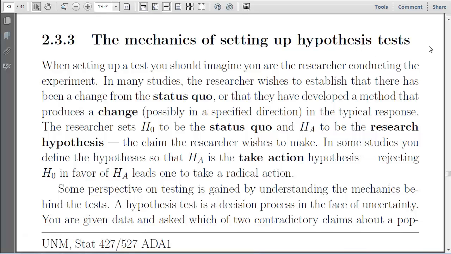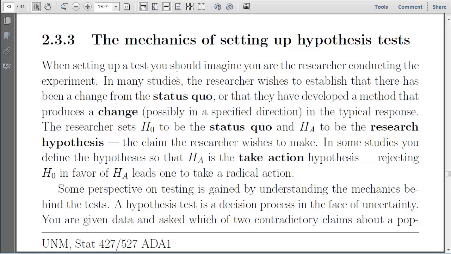So the mechanics of setting up a hypothesis test are important to understand. You should imagine when you're setting up a hypothesis test that you are the researcher conducting the experiment. In our class, you will often be analyzing data that other people have collected, but in practice, you may sometimes have the opportunity to be collecting data to answer your own research questions.